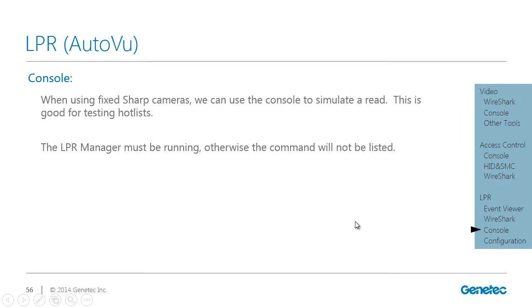Okay, so there's one thing we can do from the console that I'd like to cover, which is simulating a read. Now, this is a good way of testing hotlists if you have a fixed Sharp camera set up on your system. For a mobile system, you can just manually enter a read right from the controller to test it. Now, in order for the console commands to be present, you're going to have the LPR manager set up on your system, otherwise you won't see the commands in the list at all.